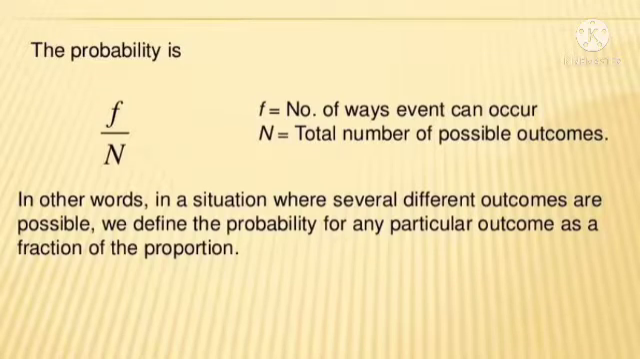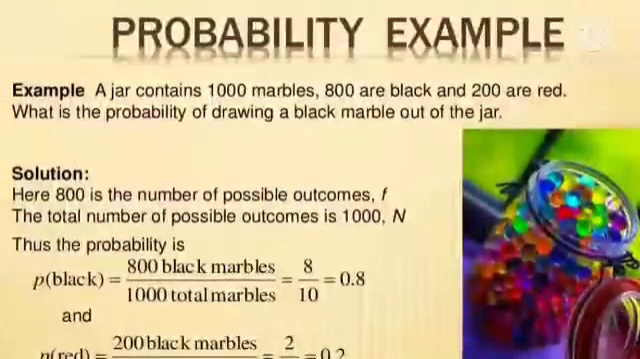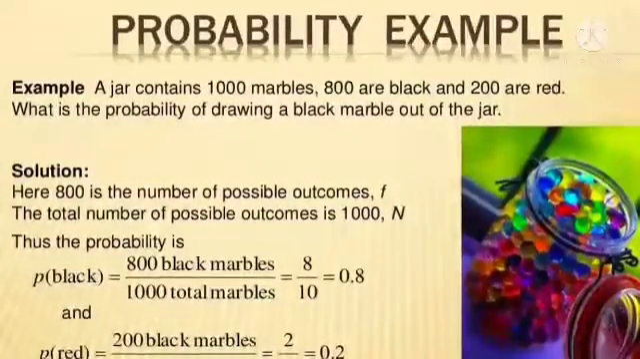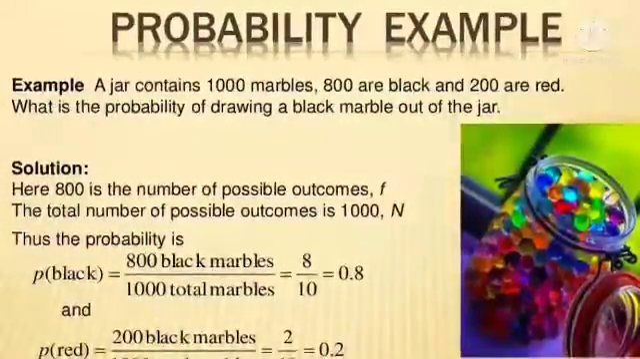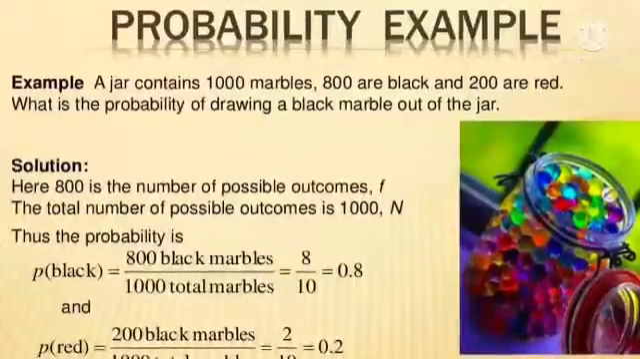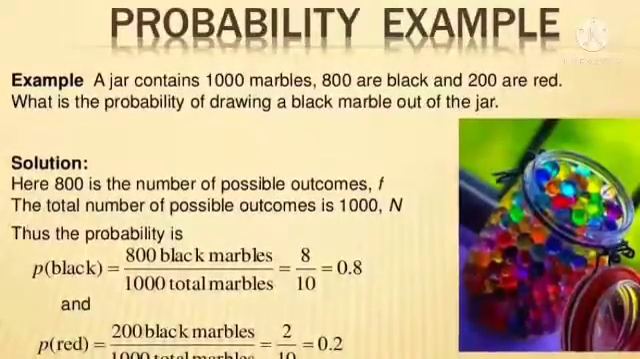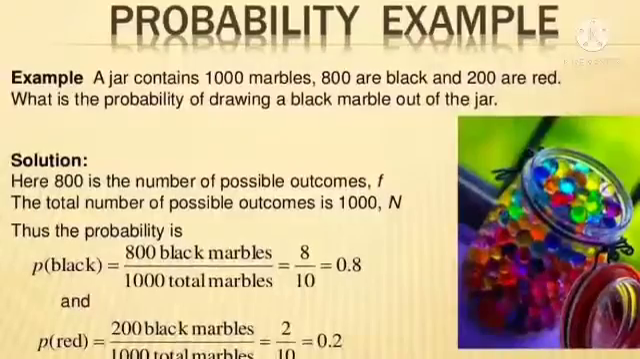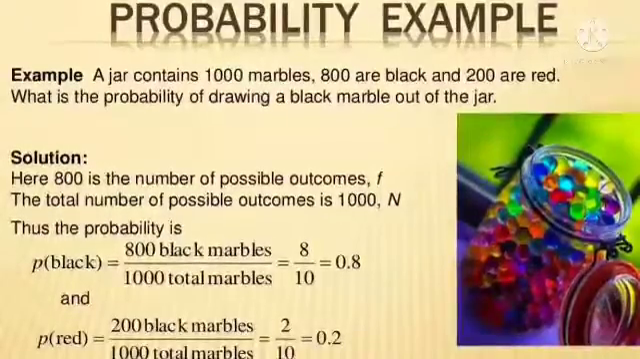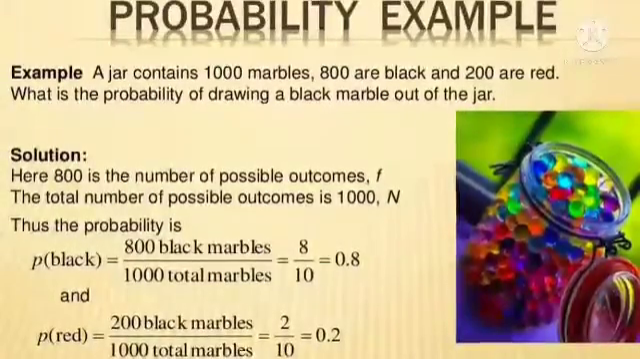In other words, in a situation where several different outcomes are possible, we define the probability for any particular outcome as a fraction or proportion. Probability example. A jar contains 1000 marbles. 800 are black and 200 are red. What is the probability of drawing a black marble out of the jar?